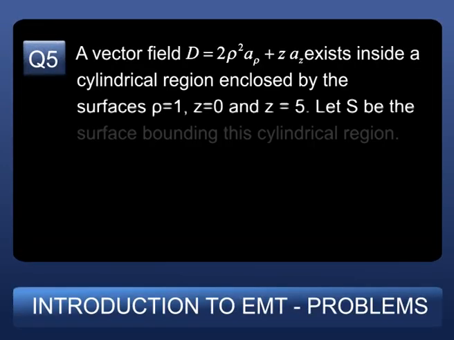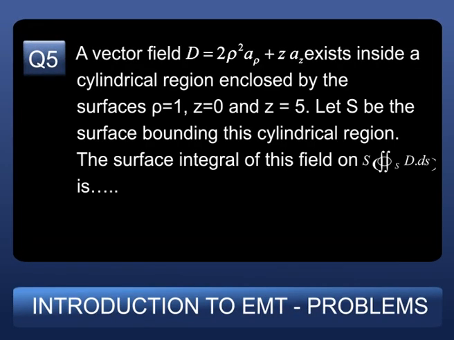Question number 5. A vector field D equals 2 rho square a rho plus z az exists inside a cylindrical region enclosed by the surfaces rho equals 1, z equals 0 and z equals 5. Let S be the surface bounding the cylindrical region. The surface integral of this field on S is, so no options were given, we need to write down the solution.